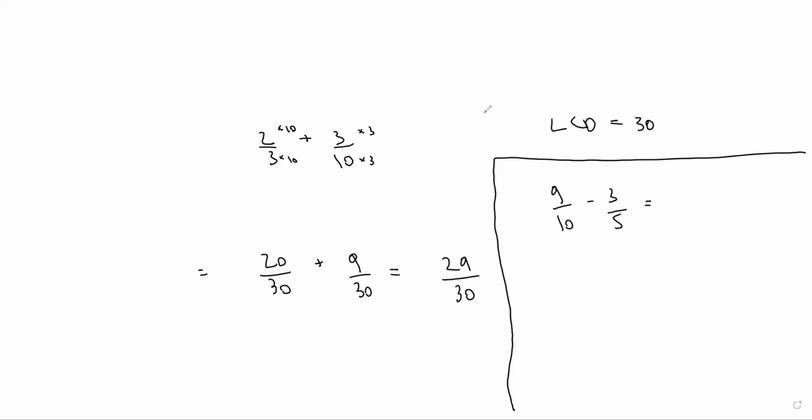So let's just write LCD equals 10. We just have to rewrite the second fraction. The first fraction already has a 10 on the bottom. So multiply by 2, multiply by 2, and you get 9 over 10 minus 6 over 10. Sorry, I must still be tired. So this will be 3 over 10. So that's what you do for subtraction. It's virtually the same thing as addition. You just subtract the numbers on top rather than adding them.